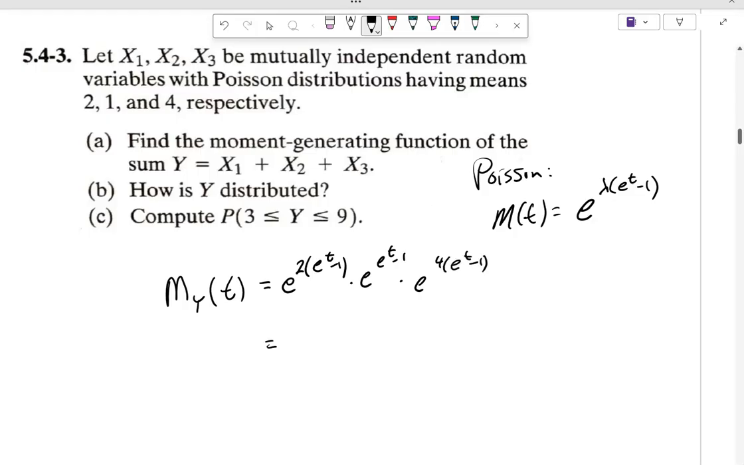What's going to happen in your exponents? What are you going to end up with? Good. And what do you recognize that as the moment generating function for? What kind of random variable has that as its moment generating function? Poisson with lambda equal to 7, which is just the sum of the lambdas, right?